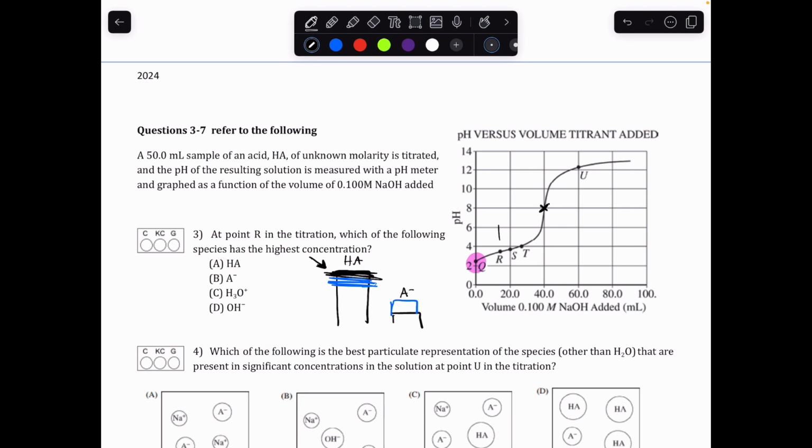A helpful point is the halfway point. Since equivalence was at 40, the halfway point of 20 is where these two would be exactly equal to each other. So since point R is right before that halfway point, that means we still have more HA than we have A minus. We're not going to have as much of this because it's a weak acid, and weak acids don't break apart much. And then the base reacts away when you're before the equivalence point.